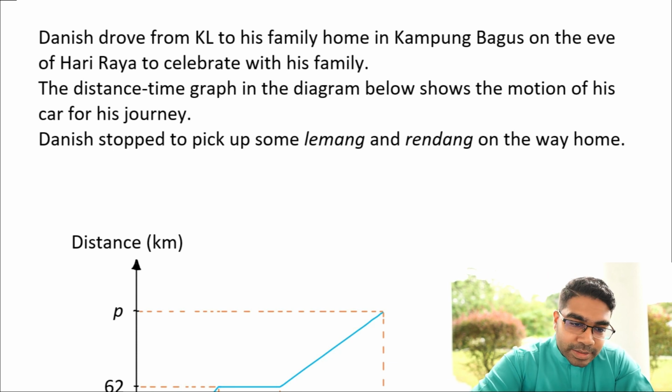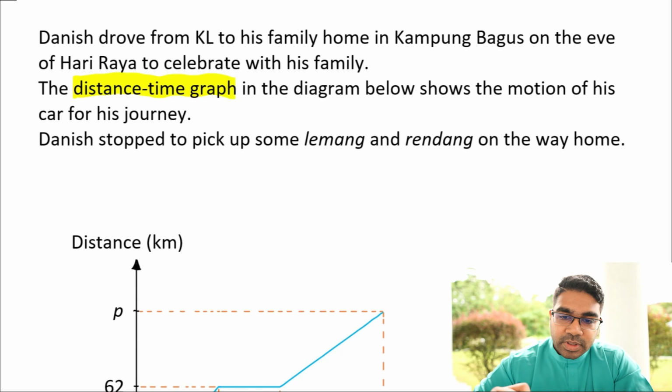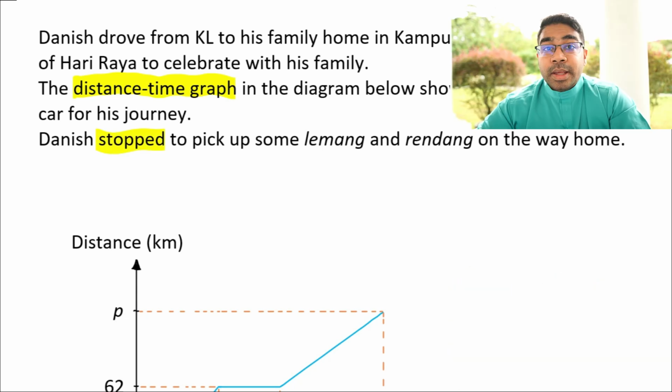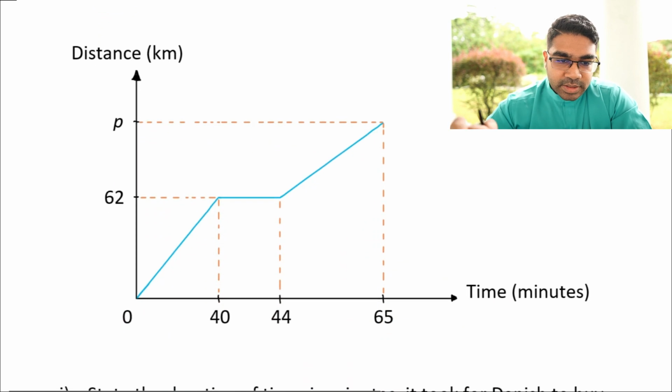his family. The distance time graph in the diagram below shows the motion of his car for his journey. Danesh stopped to pick up some lemang and rendang on the way home. Let's look at the graph first. This is the distance time graph.